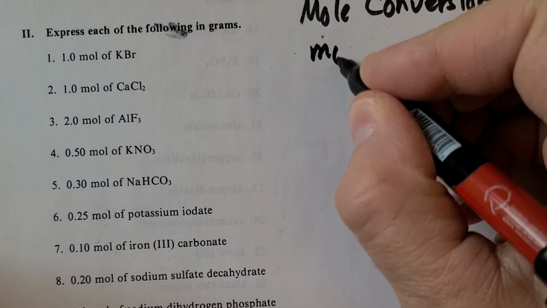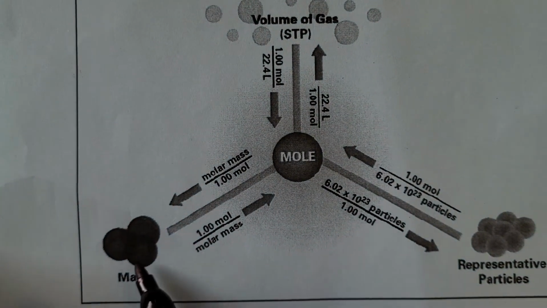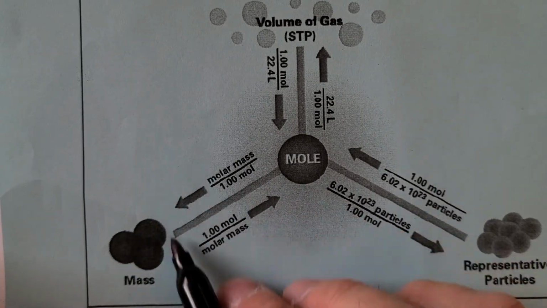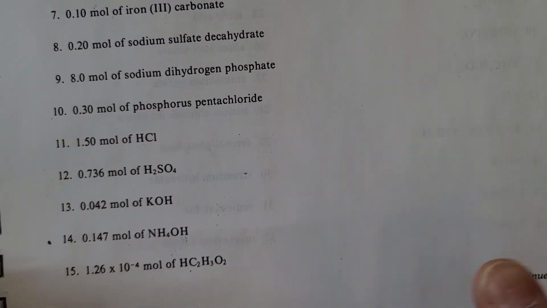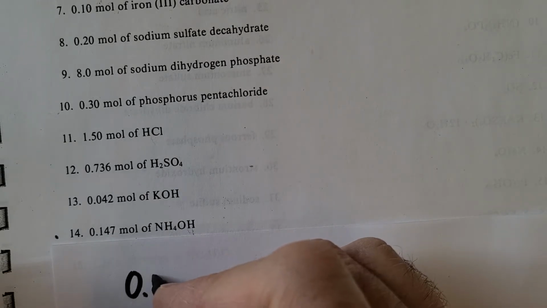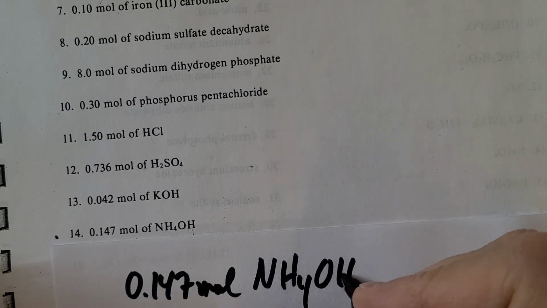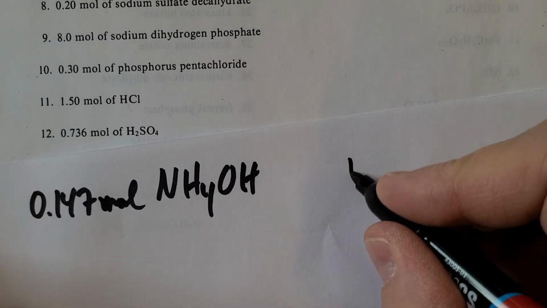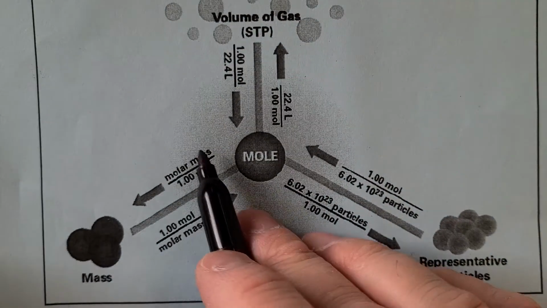So with this first one, we're going from moles and converting it into grams. No matter which way we go, whether we go from mass to moles or moles to mass, you can see we need to use the molar mass in order to accomplish that. So if we look at this sheet, let's look at number 14 here. Number 14 is 0.147 moles of ammonium hydroxide. And what we want to do there is go from moles to grams. So going from moles to mass, you're going to need to multiply by the molar mass.